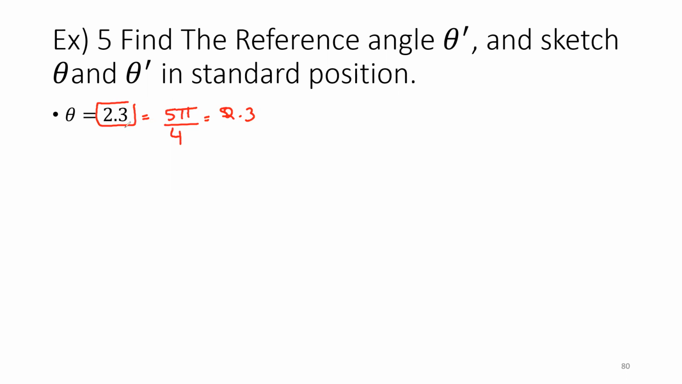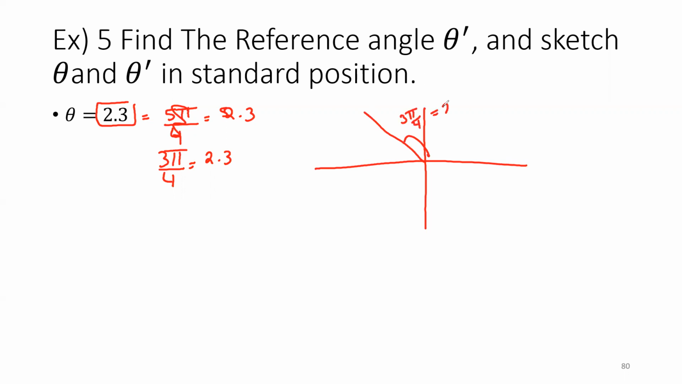Okay. So now that we know where we are, wait. Actually, it's not 5 pi over 4. It's 3 pi over 4. I made that mistake. If you put 3 pi over 4 in the calculator, you are going to get about 2.3. Okay, so that's good to know where you are in the unit circle. 3 pi over 4 is right here. 3 pi over 4 is the same thing as 2.3.